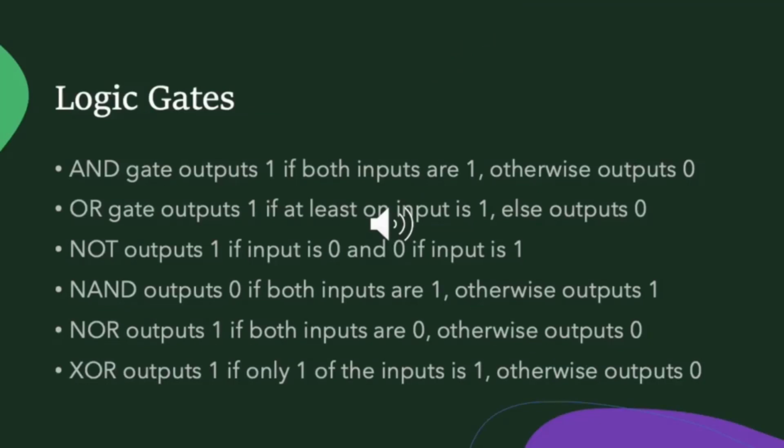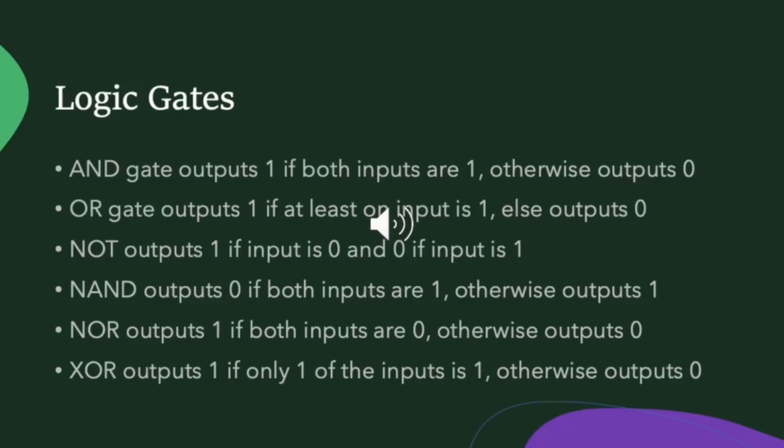So the AND gate outputs 1 if both inputs are 1, otherwise outputs 0. The OR gate outputs 1 if at least one input is 1, otherwise outputs 0. NOT outputs 1 if input is 0 and 0 if the input is 1.